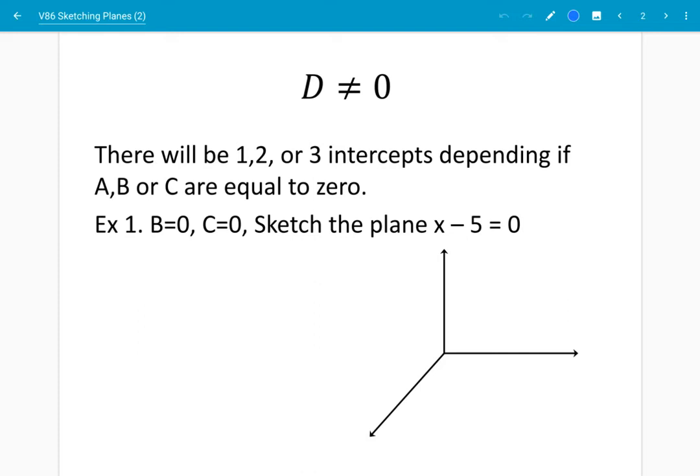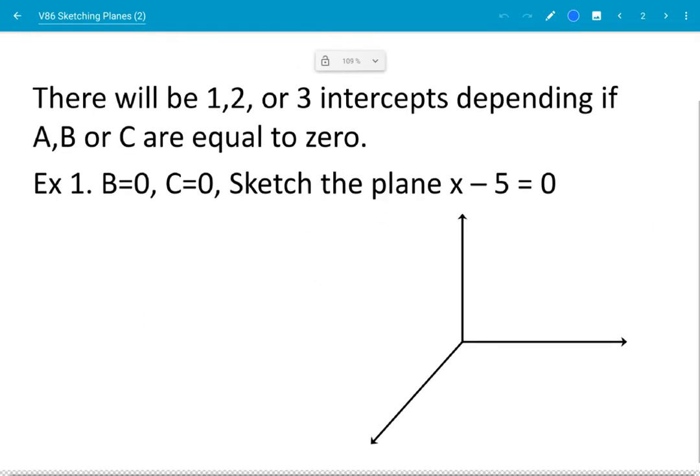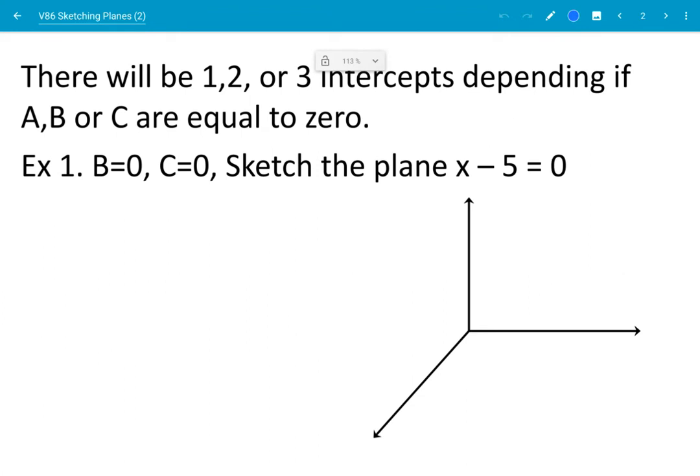So when D is not equal to 0, there will be at least one intercept of either the x, y, or z axis. There could be 2 or even 3 intercepts, depending on whether or not A, B, or C are equal to 0. So for this first example, we have the case where B and C are both 0 as well. Sketch the plane x minus 5 is equal to 0, often just written as x is equal to 5.